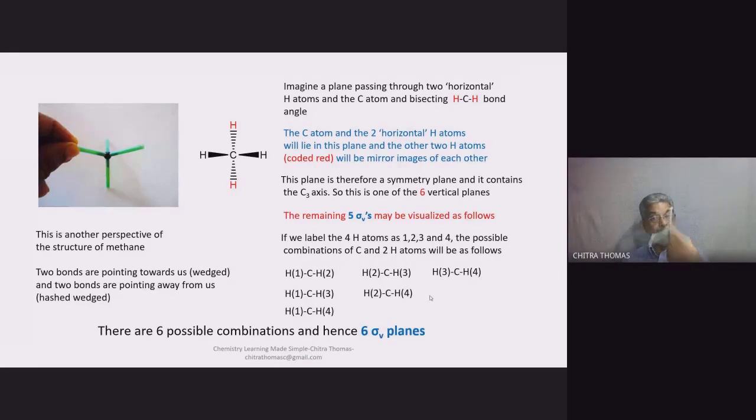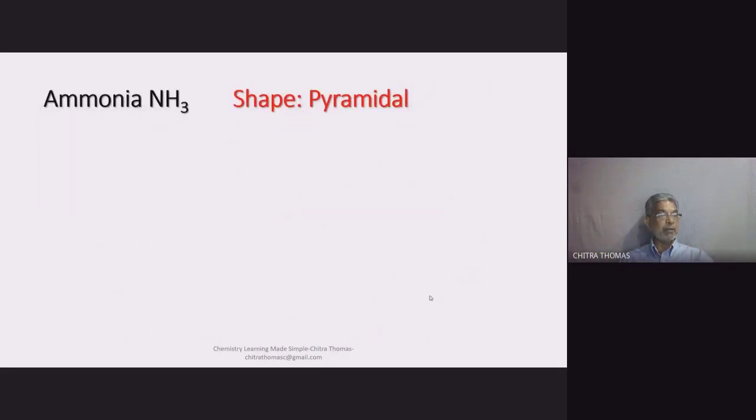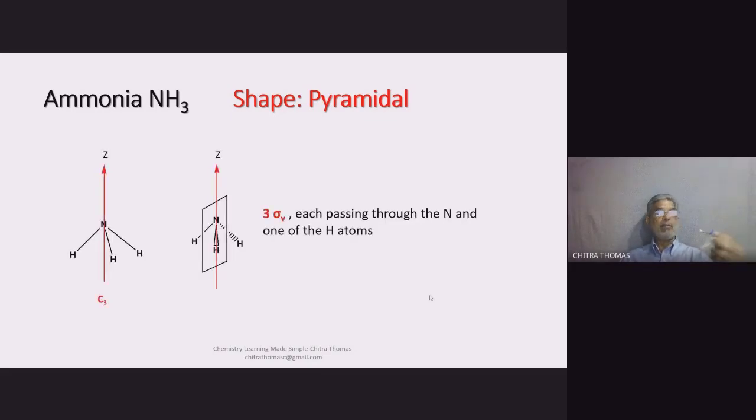And now you can take a molecular model and try to visualize this. It's not that easy to show it on the small screen here. But I normally show these 6 vertical planes to my students in the classroom. Then ammonia. In ammonia, there are 3 sigma V. See, this is a sigma V, this is a sigma V, this is a sigma V. There are 3 sigma V.